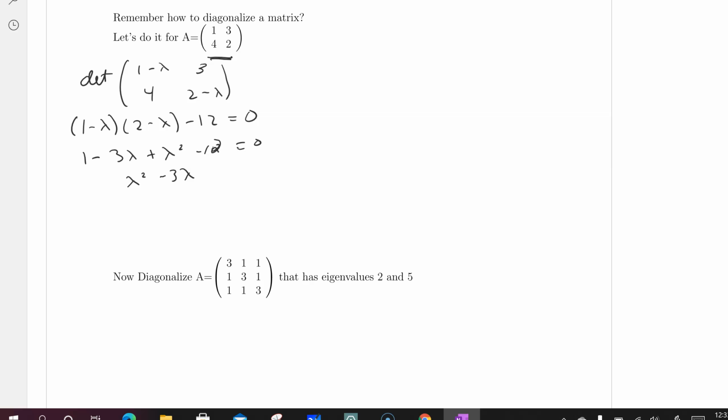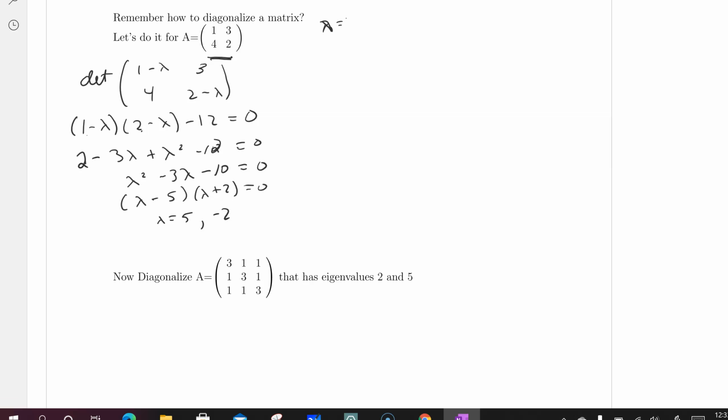Okay, what did I do? This is a 2. This is a 2. Let me make sure I multiply this out right. Yes, okay. So minus the 3 lambda and then a minus 10 equals 0. So let's factor this out. Okay, so I get 2 eigenvalues, a 5 and a negative 2.